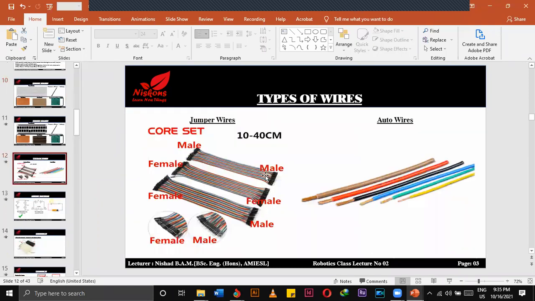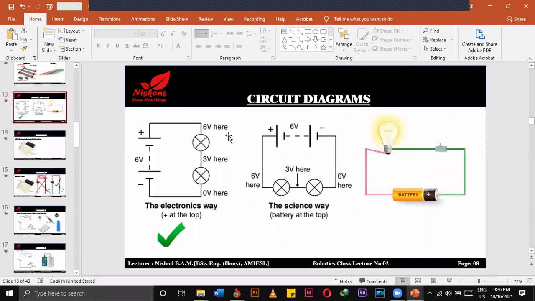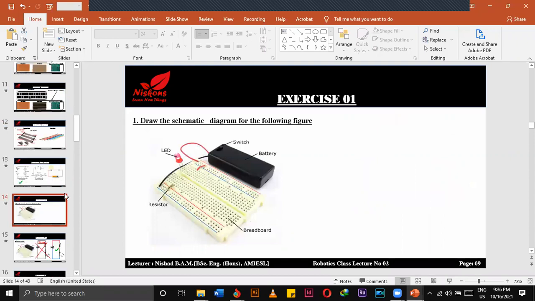Here we have 3 kinds of wires in the jumper cables. Male to male, all are pins. Female to female, all are holes. Female to male, holes on one side and pins on this side. And also auto wires, meaning the normal wires that we use to connect. In future classes, we will learn about the circuit diagrams and how we can connect them. Examples and those kinds of things will be discussed in our future classes.